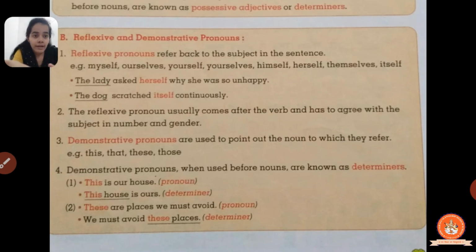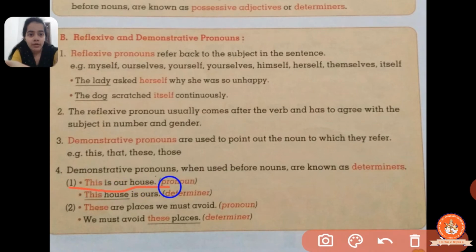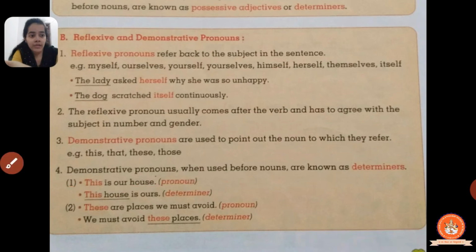Now we'll see some examples given over here. Fourth point: demonstrative pronouns when used before nouns are known as determiners. So whenever you use any demonstrative pronoun before any noun, they are known as determiners. All right, so: This is our house. What is this? This is our house is the pronoun, but this house is ours is a determiner. House is the noun, right? We have used this before the house, meaning before the noun. So this is called the determiner.